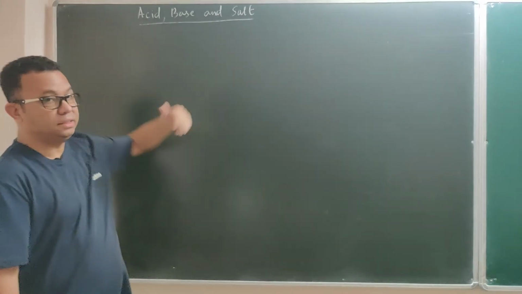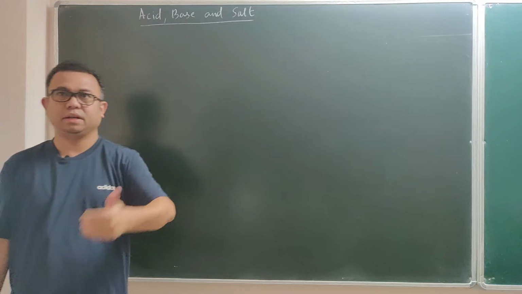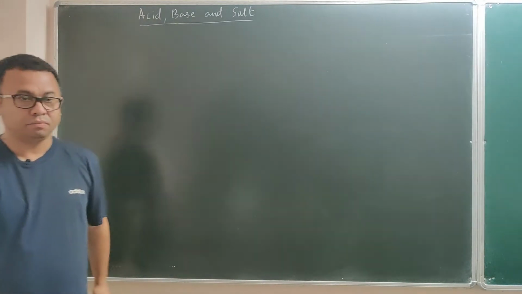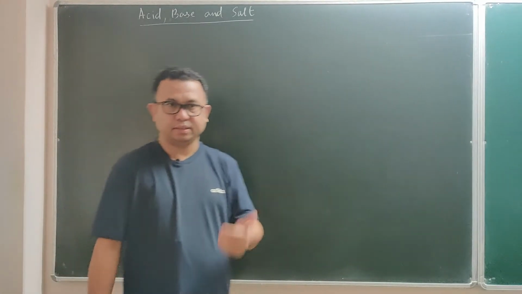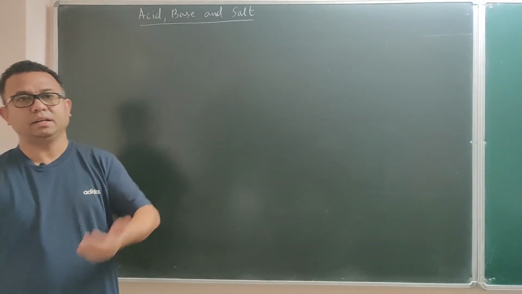Now you have seen acid, but whenever acid comes into our mind, you people think about the acid which is inside the battery. The acid inside the battery is sulfuric acid, but it doesn't mean that sulfuric acid is the only acid. There are hundreds of acids.